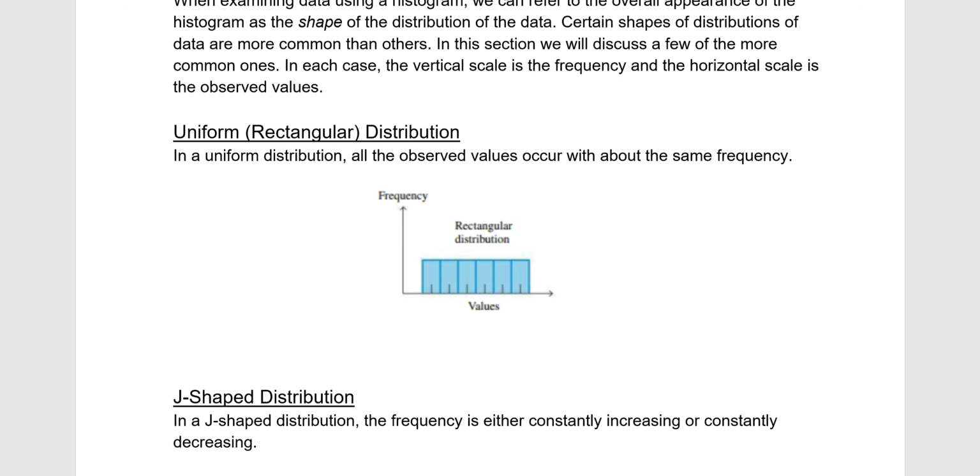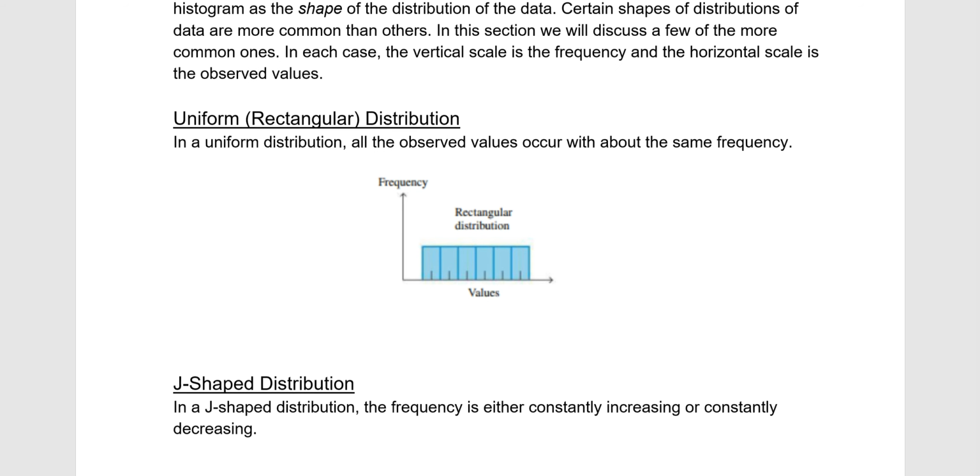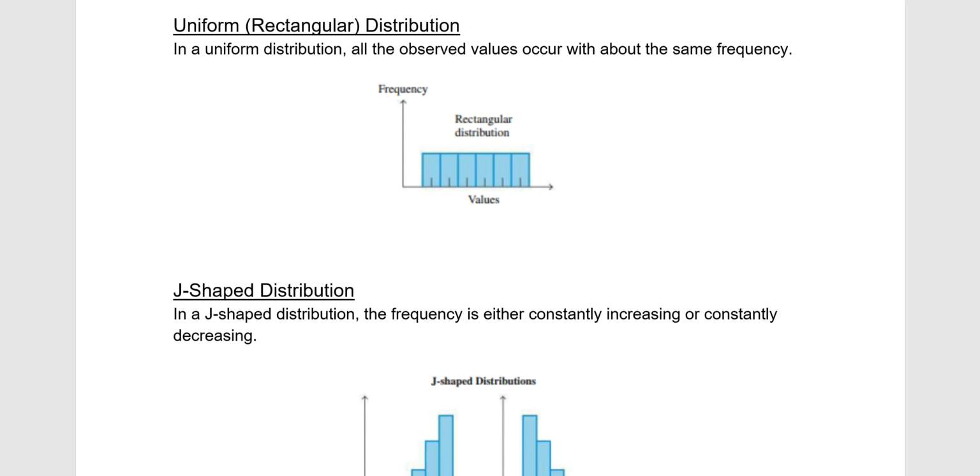So the first distribution shape we're going to look at is the uniform or rectangular distribution. In a uniform distribution, all of the observed values are going to occur with about the same frequency. That means all of the bars in the histogram are going to go up to about the same exact value. So it's called a rectangular distribution because it obviously looks like a rectangle. So that one's pretty simple.